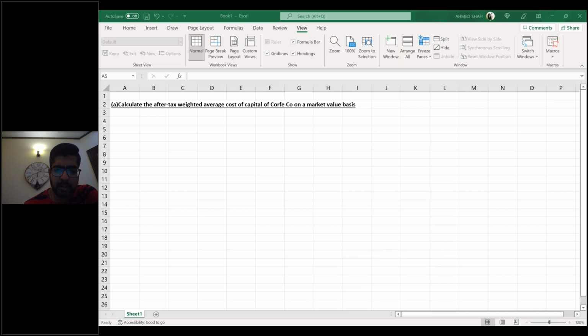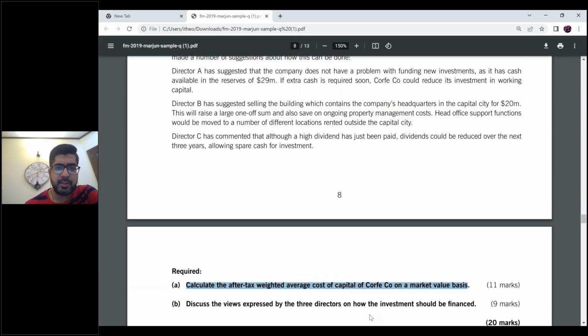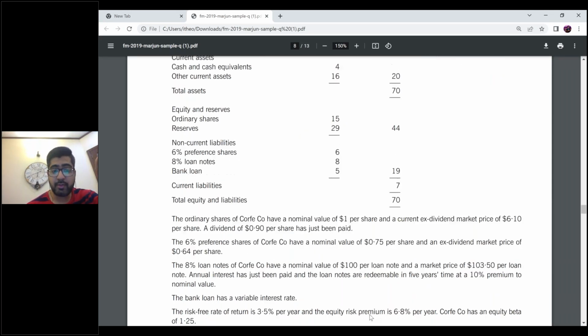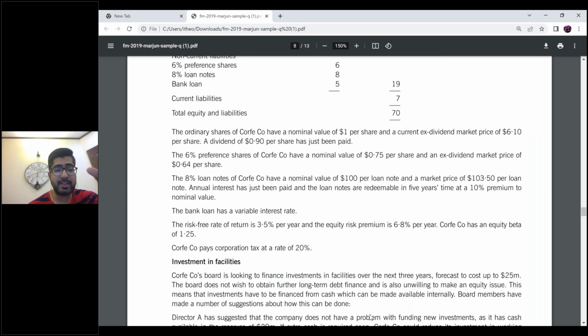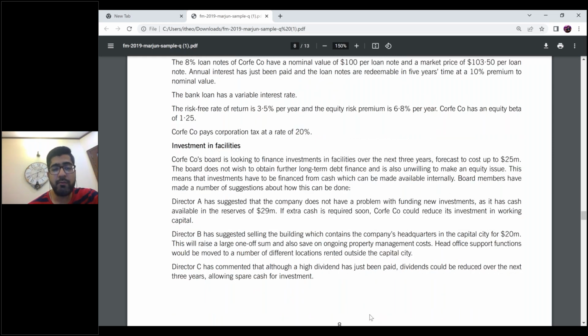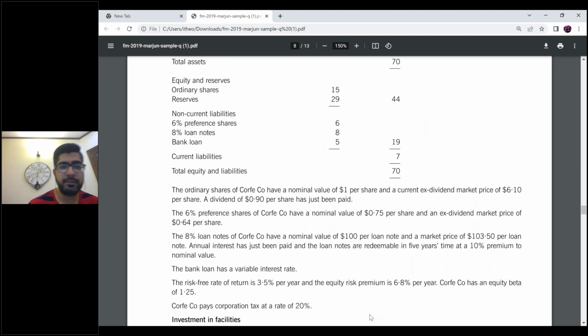Obviously, I think you have understood this point: first, the Corfez balance sheet was given and information was given. From that, you can find the first part, 11 marks. And then there were some views of 3 directors. That's only related to part B, 9 marks. So we don't have to focus on the directors' views to solve the first part. Let's start.